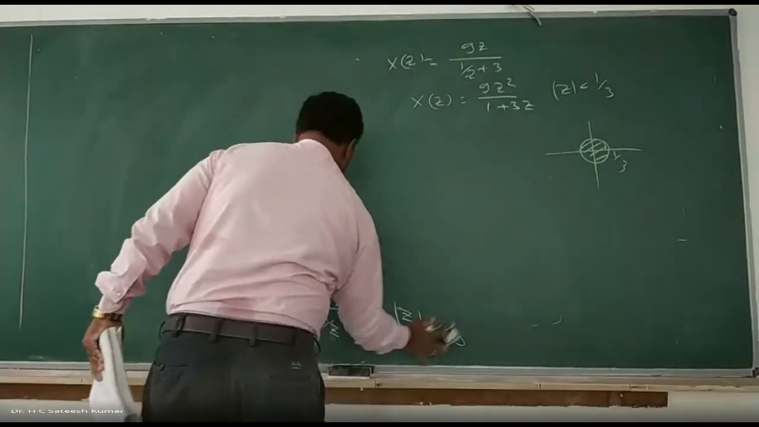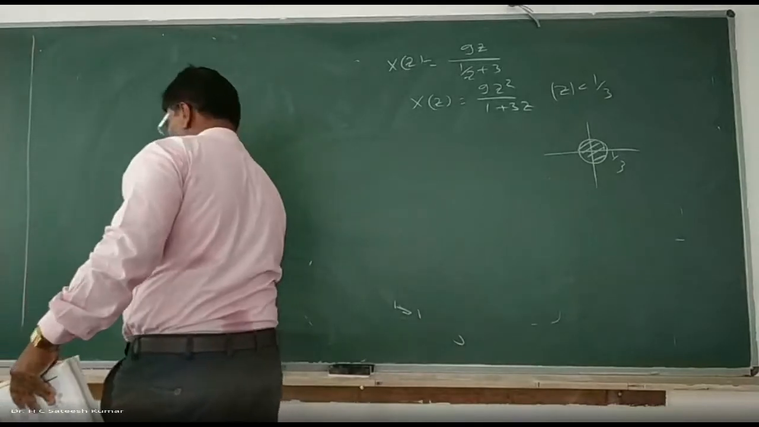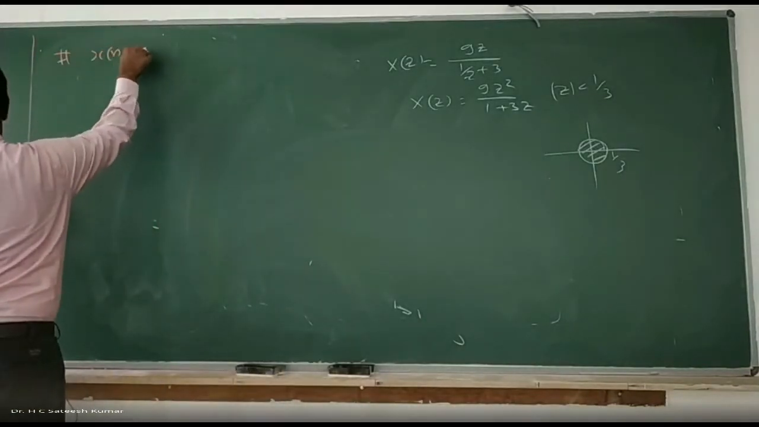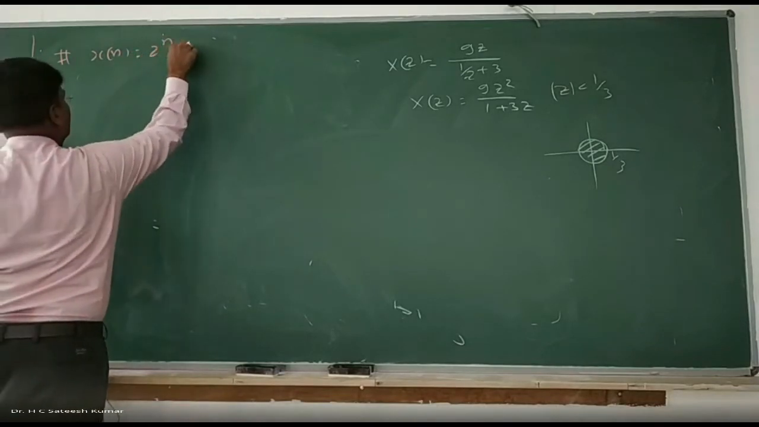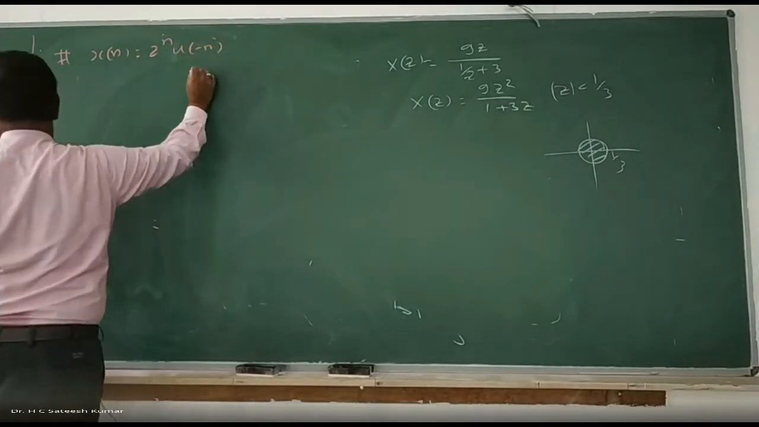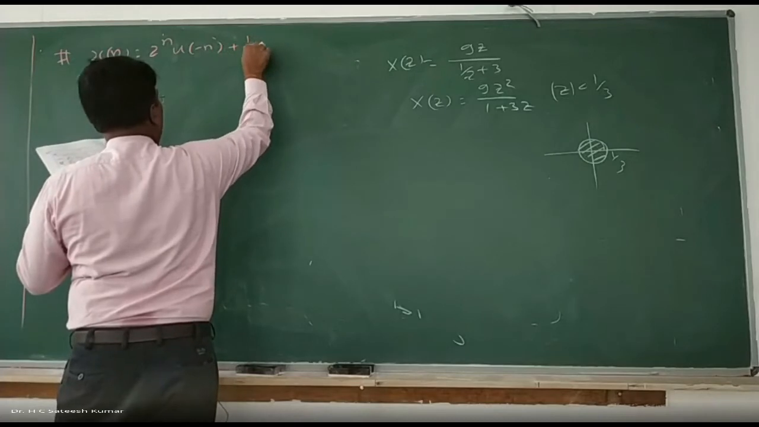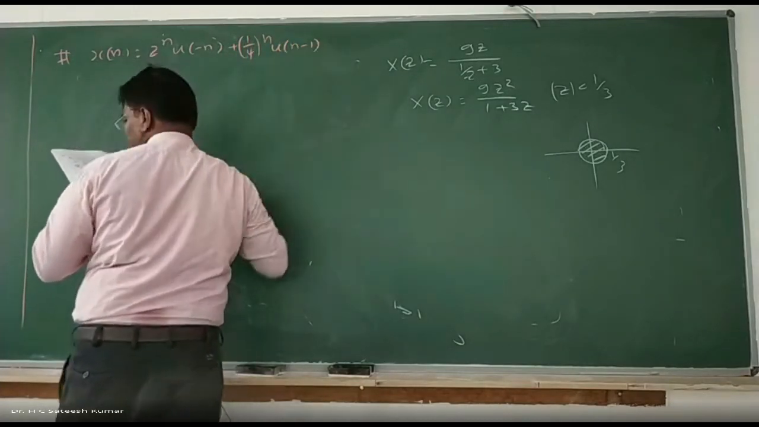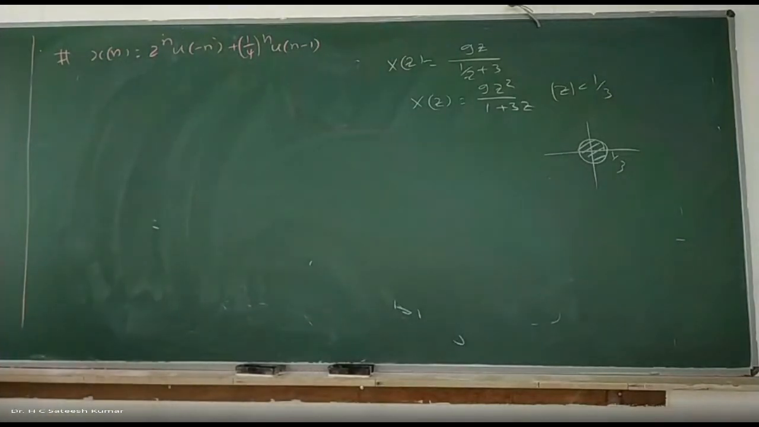Find the Z transformation of x of n is equal to 2 to the power of n into u of minus n plus 1 by 4 to the power of n into u of n minus 1. Okay, right. So how to do this kind of problems? This one we can write it as what?